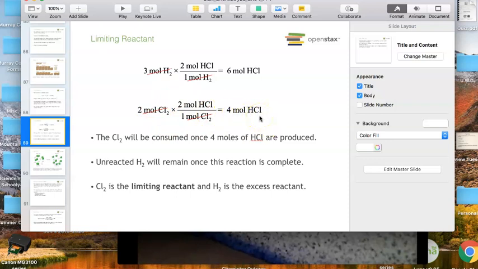Just like I couldn't make more than 11 sandwiches, because I only had 11 slices of cheese. I ran out of cheese, and same idea here. I ran out of Cl2. I can't make 6 moles. I can only make 4.